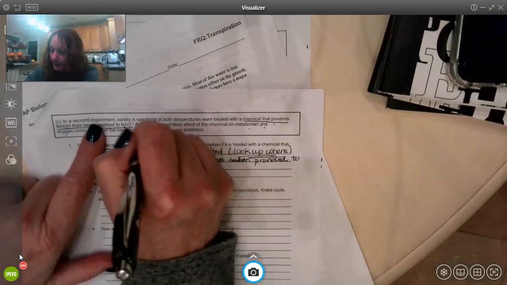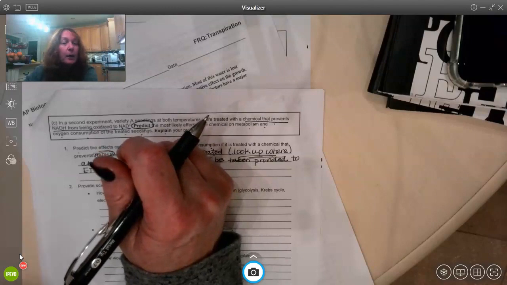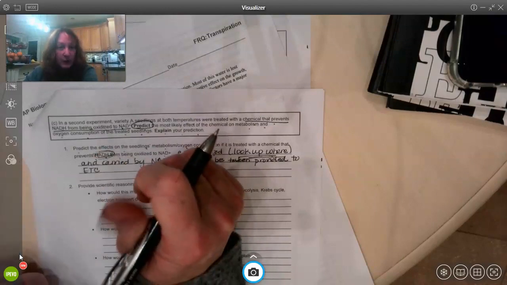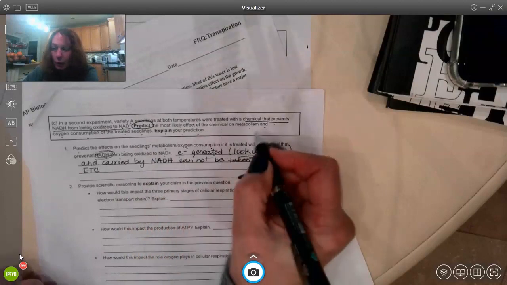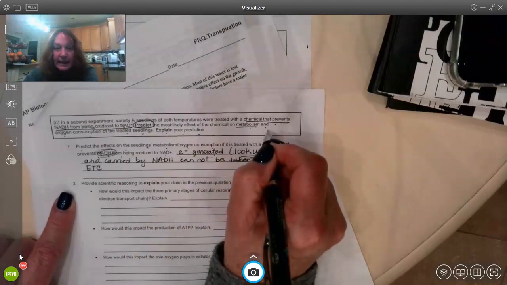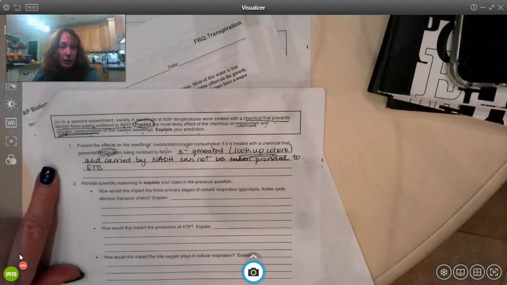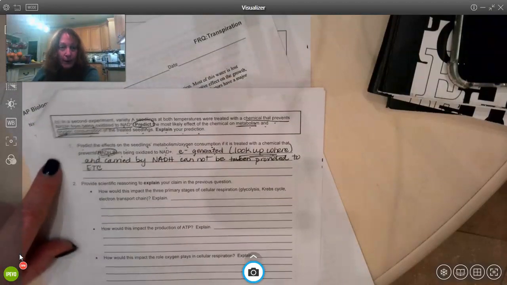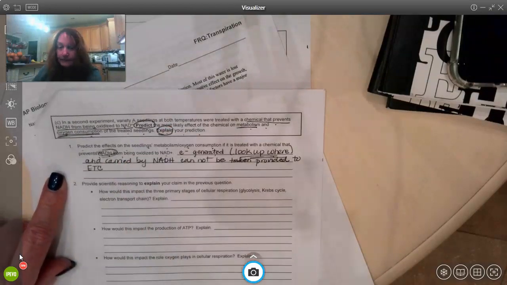Predict, okay, there we go. Don't hedge. Not "I think maybe possibly" — I predict that, period. What's the most likely effect of that chemical on metabolism and oxygen consumption? If you do not put those two parts in your answer, you will not get credit for your points. Okay, and then say why.